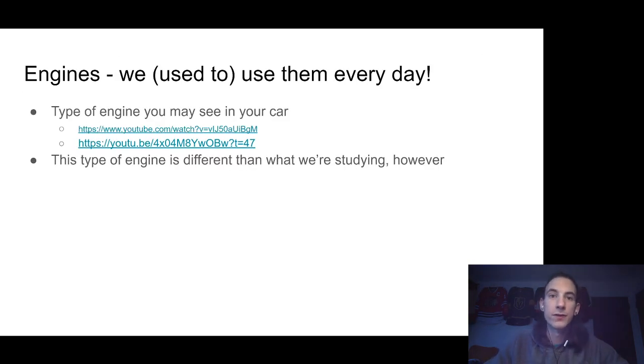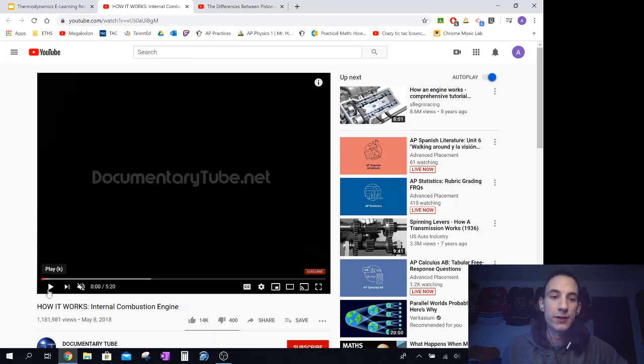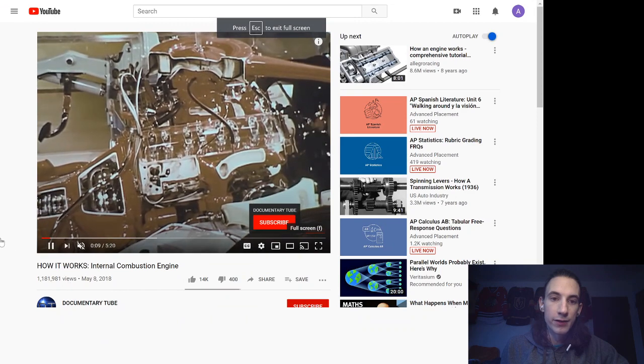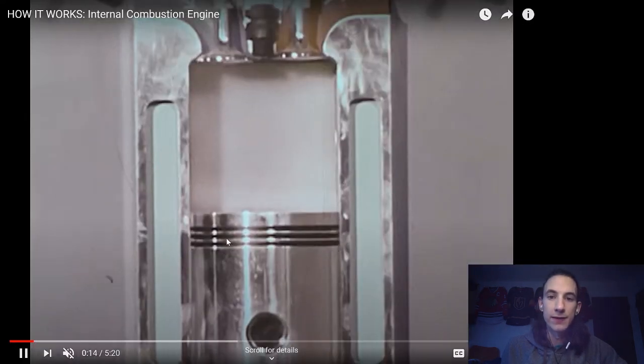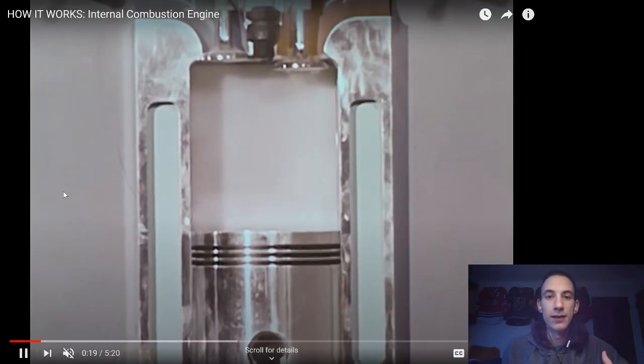Engines are something that we use every single day, like when you drive or if you mow the lawn or anything like that. Whenever you use a car, you're using an engine. The types of engines that we may see in our car are these internal combustion engines. I'll play a quick little snippet of this. I won't play the audio because it'll blow us away. We have these pistons and these cylinders. Some engines have 6 cylinders, some have 8 cylinders.